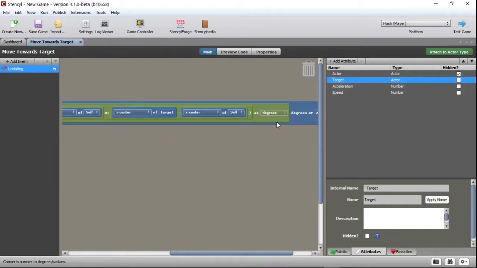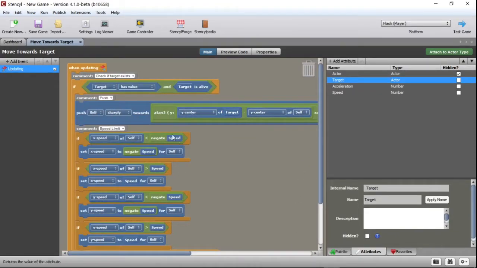Place that in the push actor towards angle block, set the push force, and add a speed limit. You also need to check if the target has value and is alive.